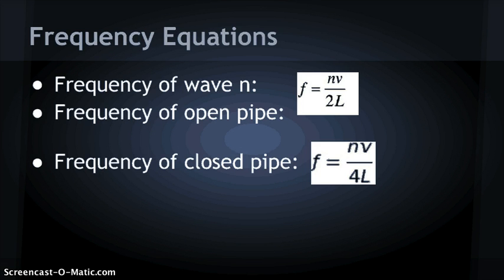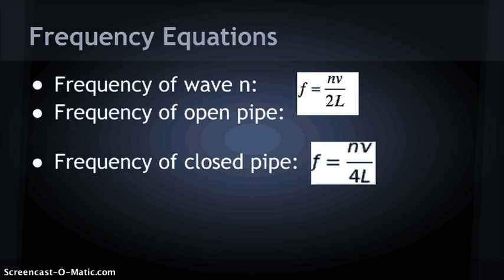The equation for the frequency of a sound wave is the same for both string instruments and open pipe instruments. This equation is frequency equals the product of the harmonic number times the speed of the wave divided by 2 times the length. On closed pipe instruments, the equation is a little different. Instead of 2 times the length, the denominator is 4 times the length.